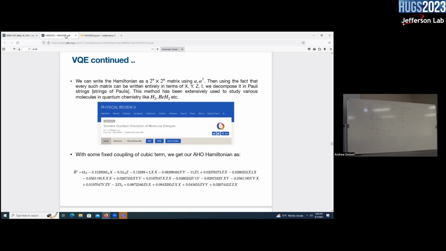Once you get a Hamiltonian, you check that it's Hermitian. Okay, it's Hermitian. Once you have the Hermitian matrix, then you can decompose it into Pauli strings. And that is what I am doing here. You can find more details in the article, but this is what I get.